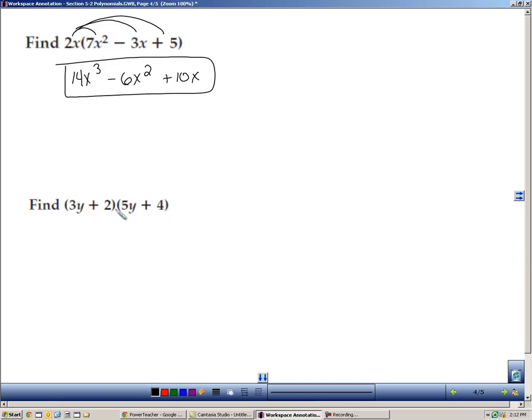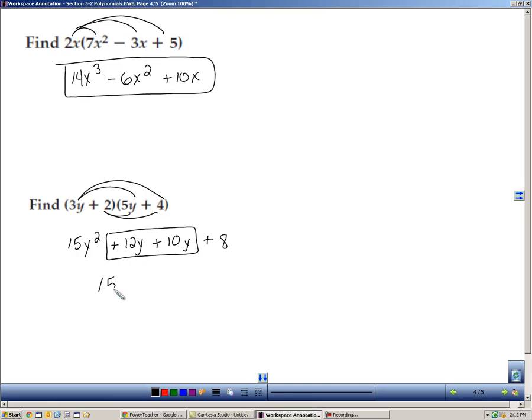Now in this one, we have 2 binomials that are being multiplied. A couple of ways to think about this: FOIL method, distribute method. There's also something called the rectangle method. I will use the distribute method. Take 3y times 5y, 15y squared. 3y times 4 is plus 12y. 2 times 5y is plus 10y, and 2 times 4 is 8. Like terms are in the middle here. So 15y squared, 12 and 10 is plus 22y, and then plus 8.